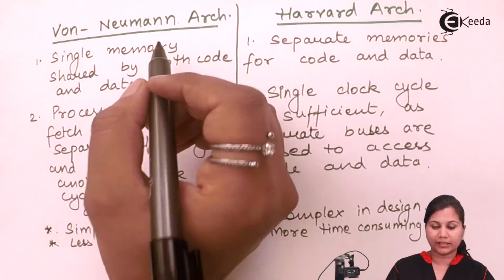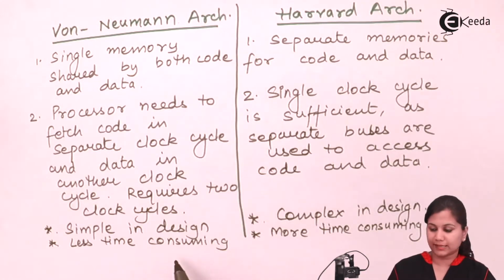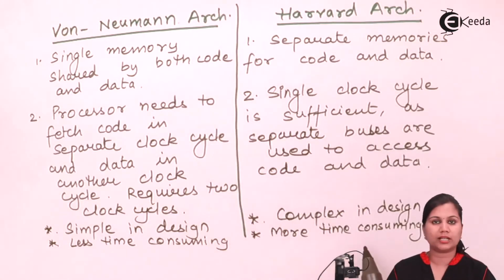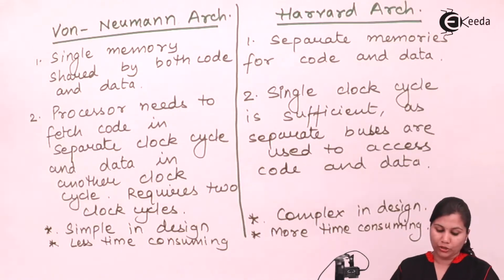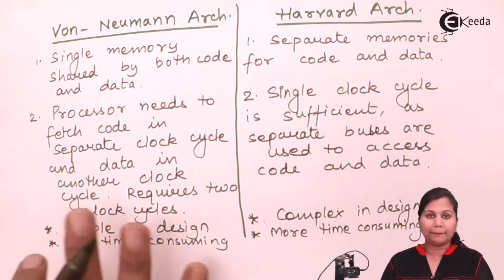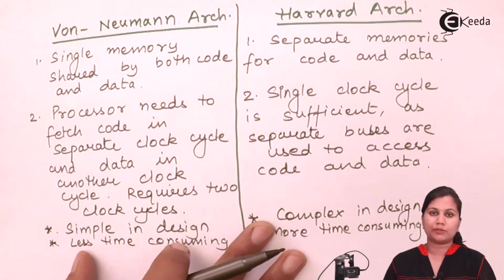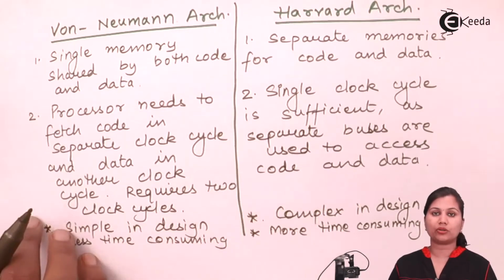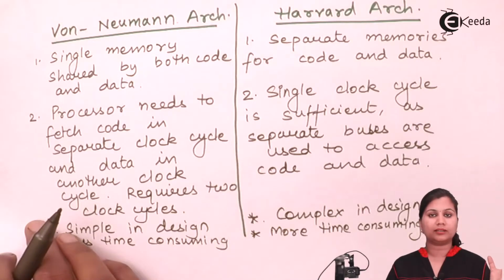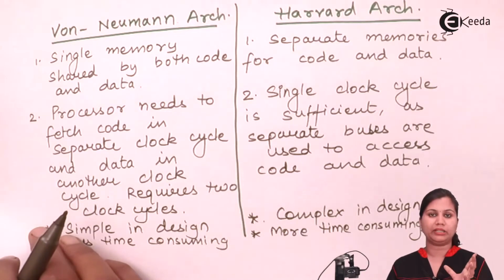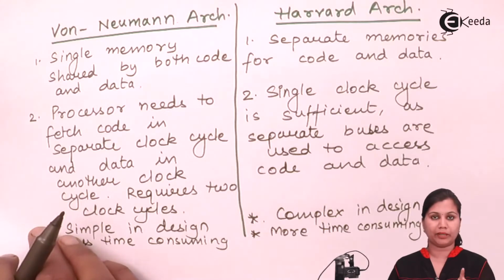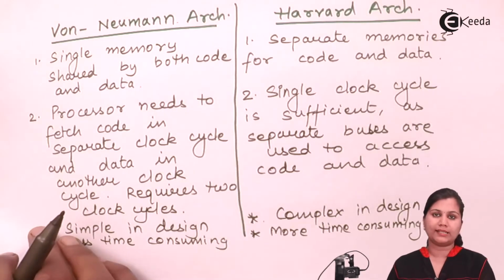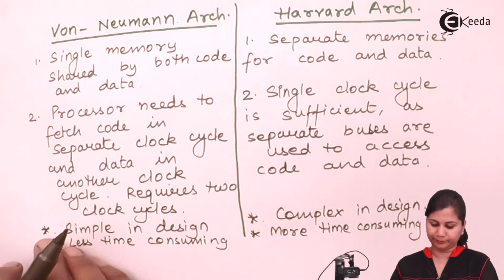So von Neumann architecture consumes less time, whereas Harvard architecture consumes more time. This is the comparison between the two types of architecture, von Neumann and Harvard, which are based on whether the data and the program memory are available as separate units or as one single unit.